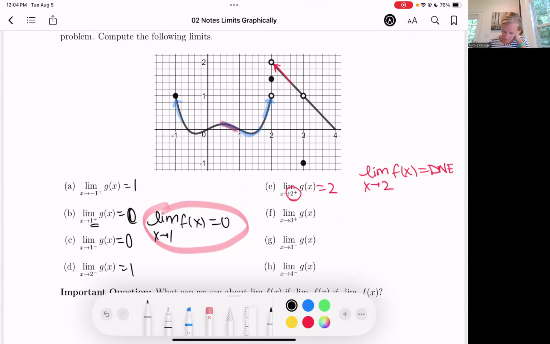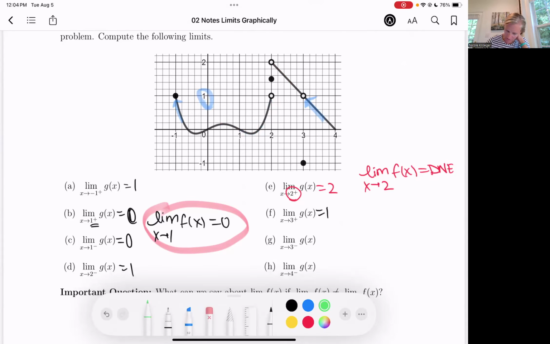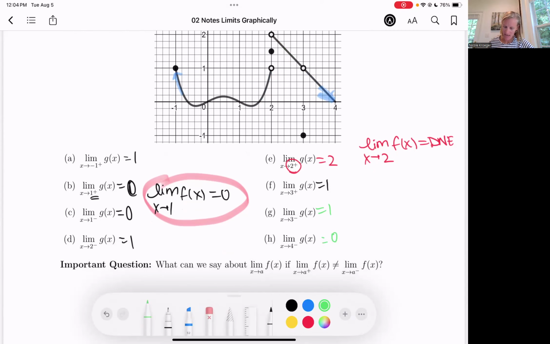Okay. Let's see. If we're approaching 3 from the right hand side, then my y values are approaching 1. And if I'm approaching 3 from the left hand side, my y values are also approaching 1. We see that the limit as x approaches 3 is 1, even though f of 3 is not 1. That's okay. And then if we approach 4 from the left-hand side, we're going to get 0 out here. Okay. And then one final question here.